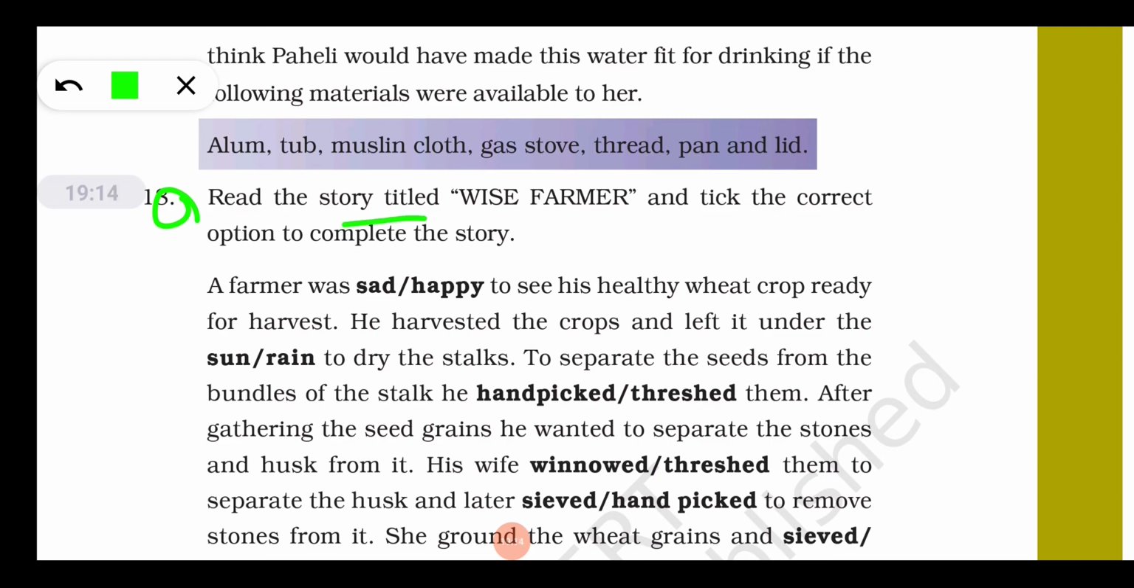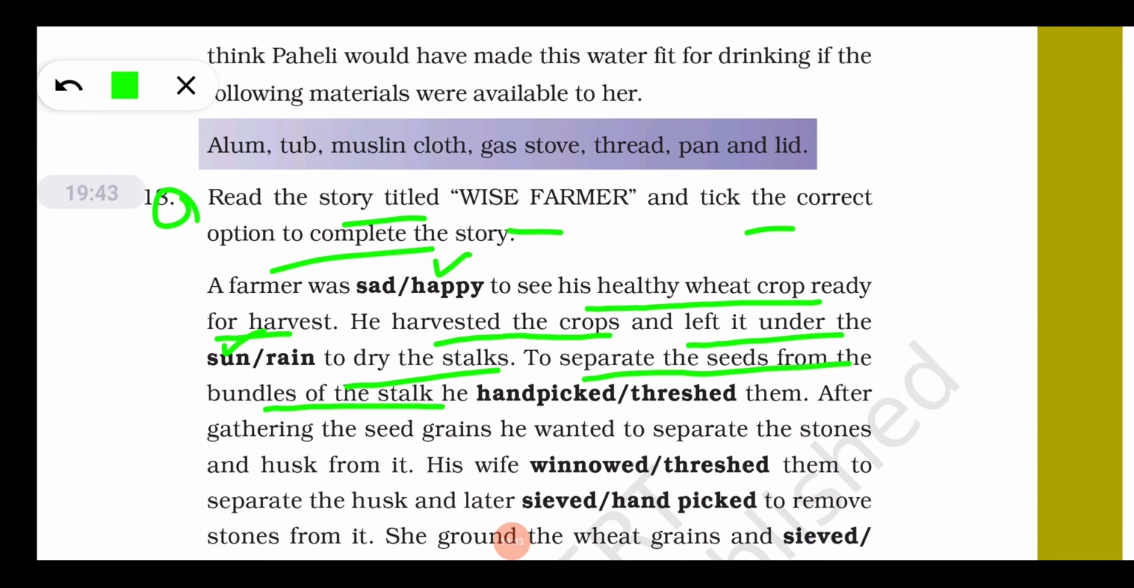Now you read the story Wiser Farmer and tick the correct option to complete the story. A farmer was dashed to see his wealthy wheat crop. अरे, wealthy wheat crop देखेगा तो happy होगा ना. And ready for harvest, and he harvested the crop and left it under the sun to dry the stalks. And to separate the seed from the bundle of stalk, he अब इसमें hand picking करेंगे, thrashed करेंगे. So here it should be thrashed.